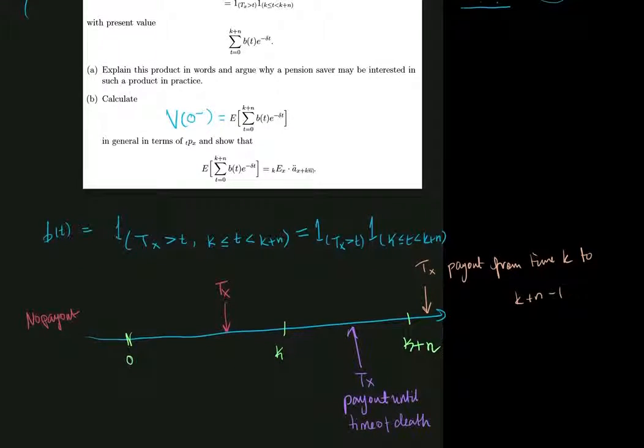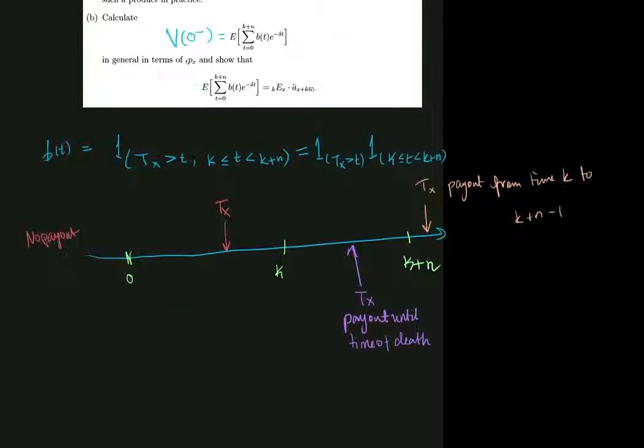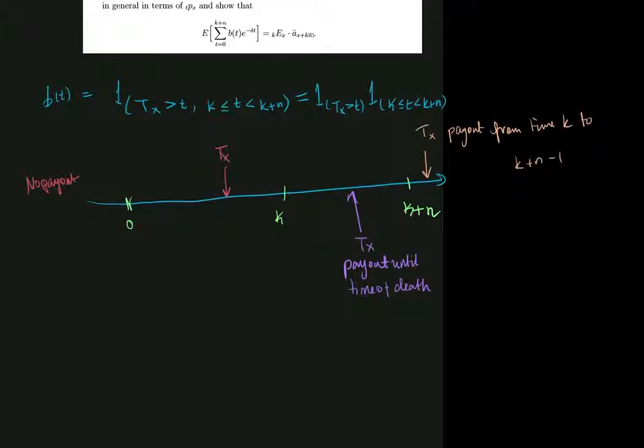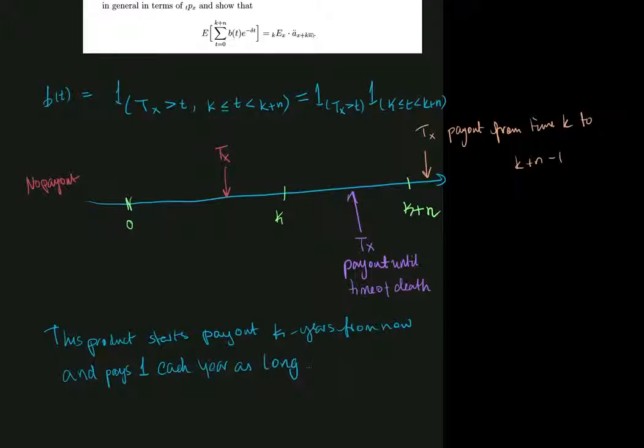So how does this product work then? Well, then we can actually see that this product pays out 1. So this product starts payout k years from now and pays 1 each year as long as the insured is alive.